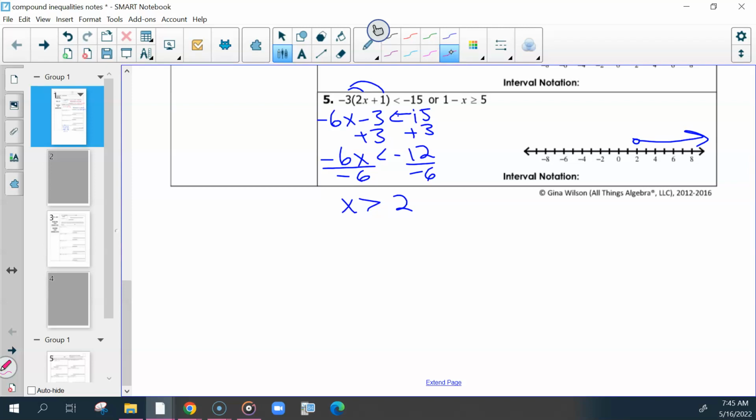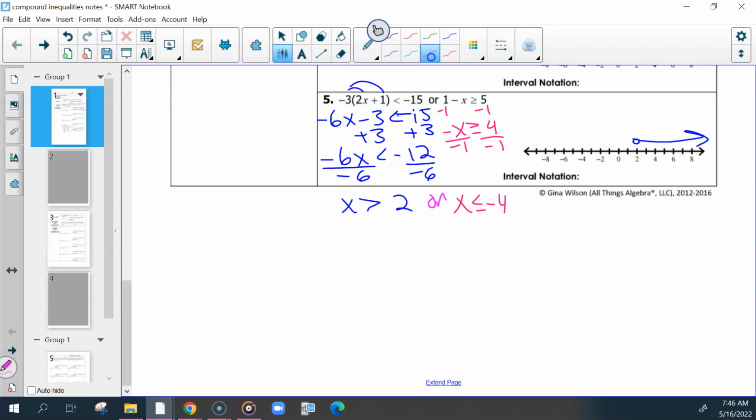For our other inequality, how would we solve that? How would we get x by itself? We have negative x is greater than or equal to 4. And then divide both sides by -1. So x is now, we have to change our direction of our sign. So x is now less than or equal to -4.